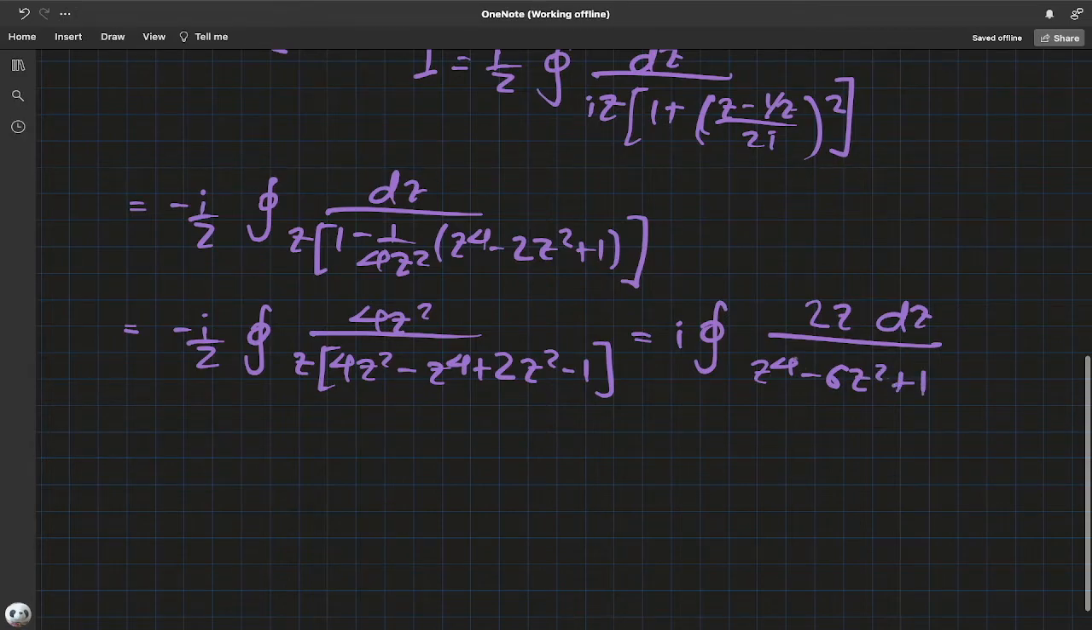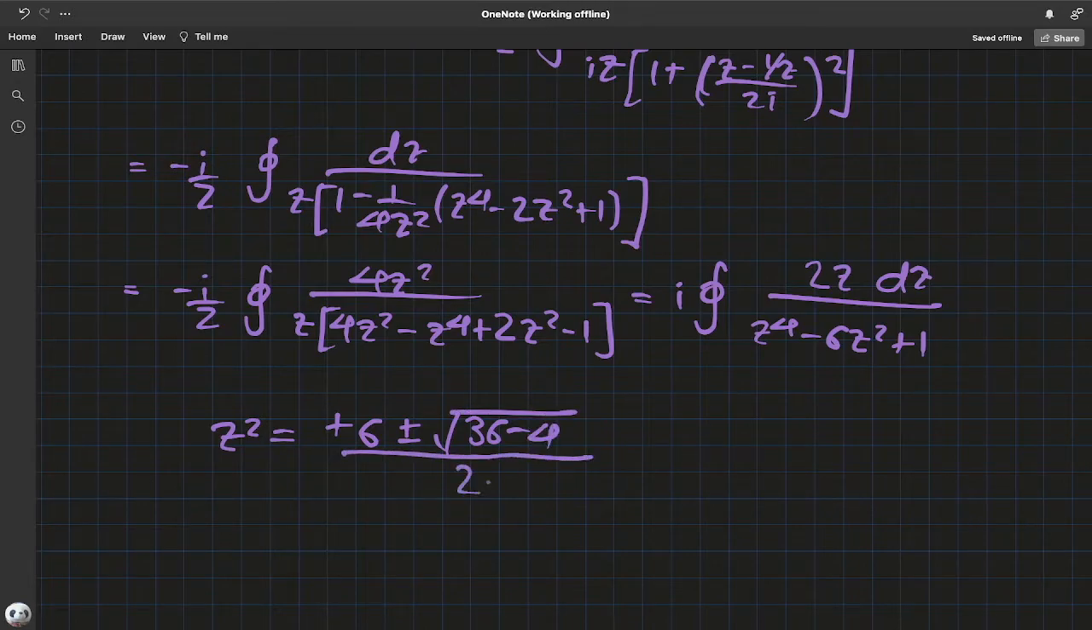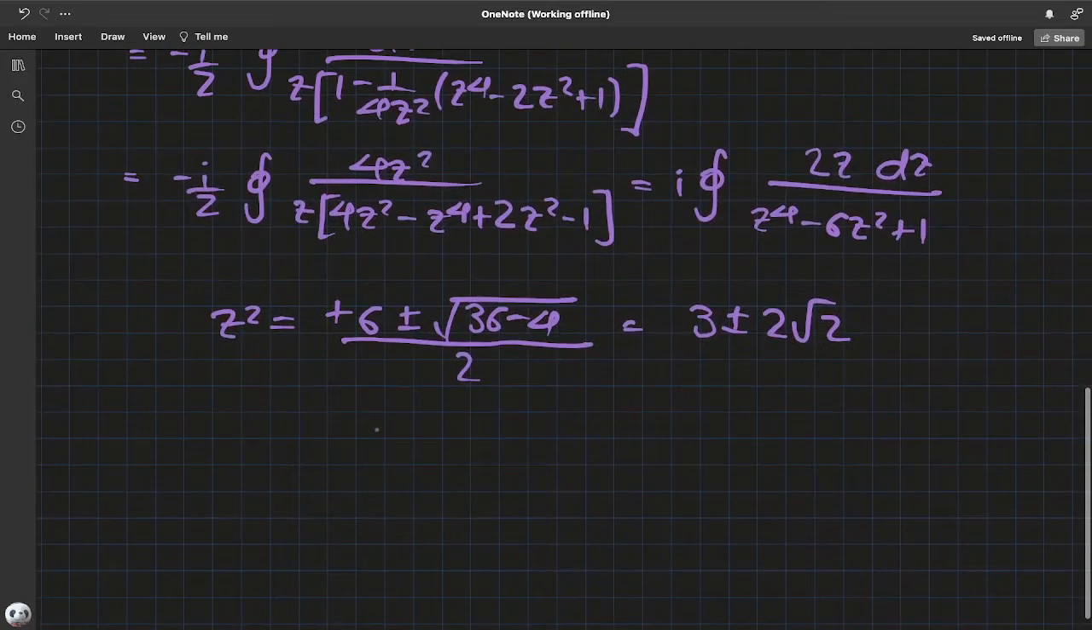This is still a quadratic, but in place of solving for z, we'll be solving for z squared, because now we need to find the poles, right? And then the residues. So z squared is plus 6 using the quadratic formula over 2, which conveniently becomes 3 plus or minus 2 square root of 2. So z actually has 4 possible solutions.